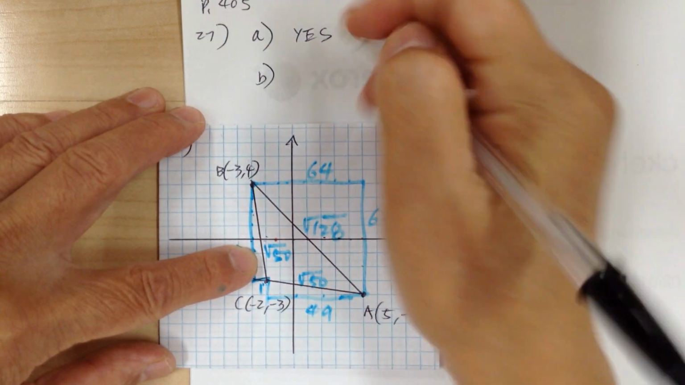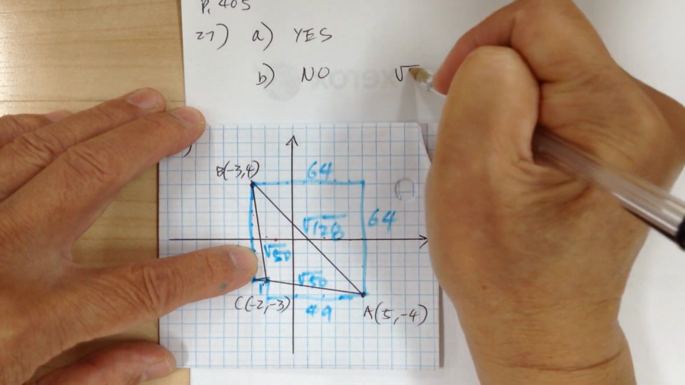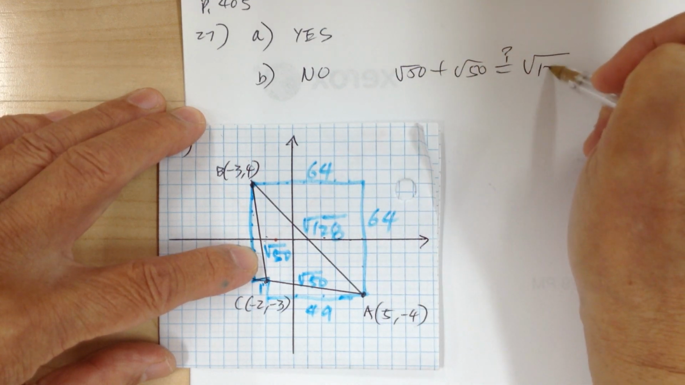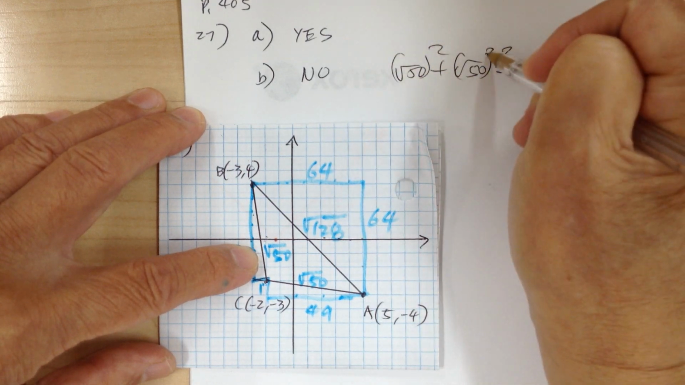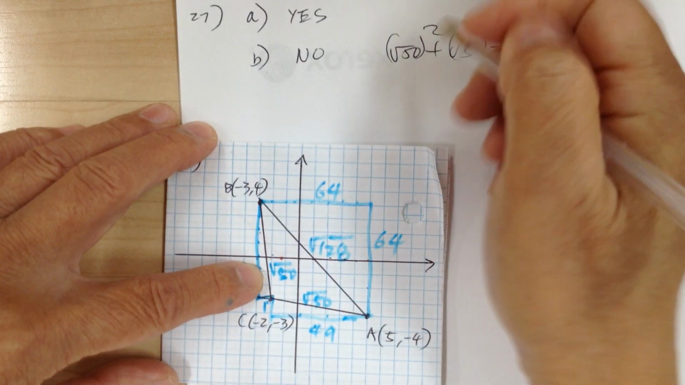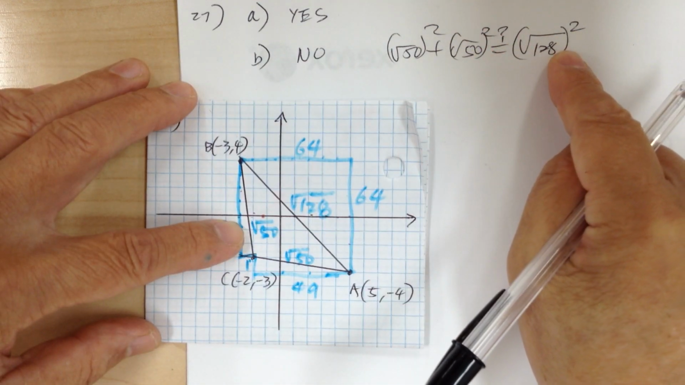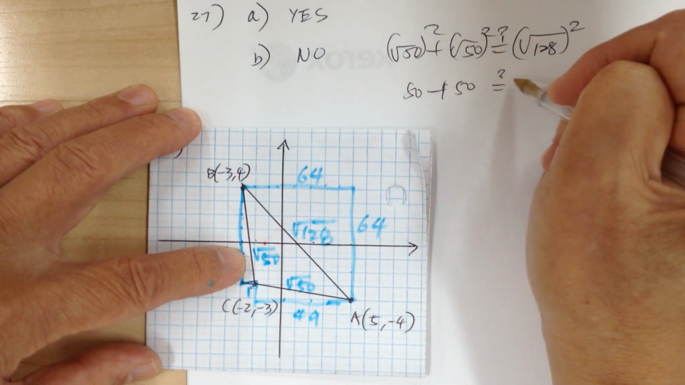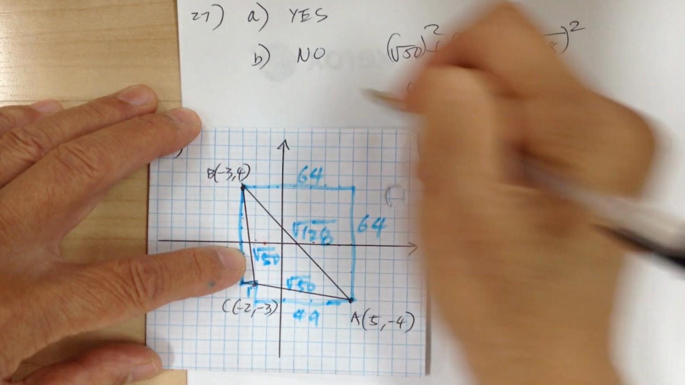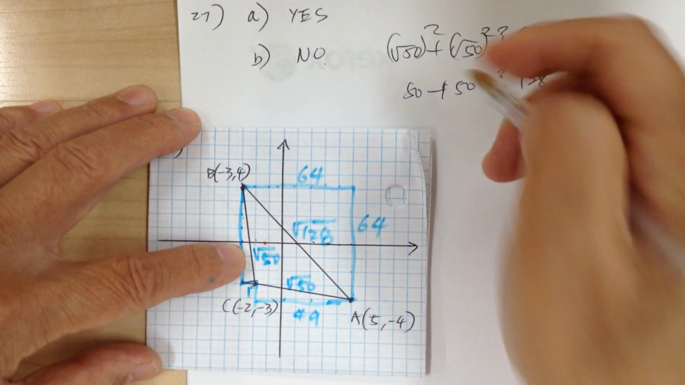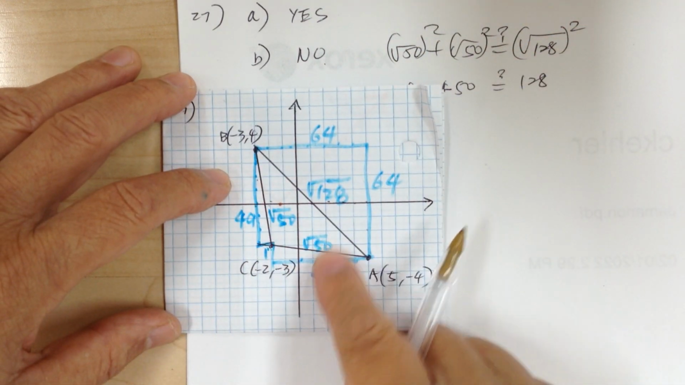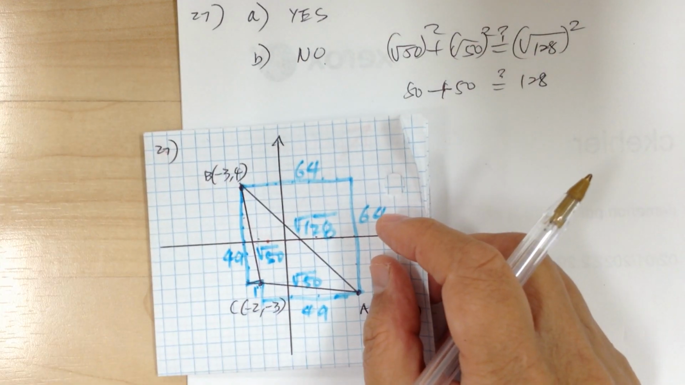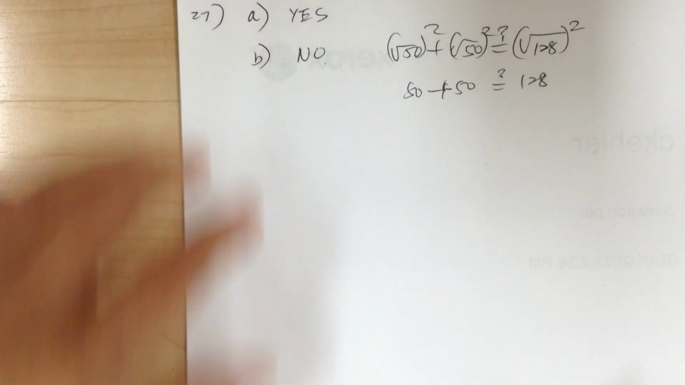Well, you can see that it's not, because we have to square the sides: 50 plus 50 is equal to 128? If the Pythagorean theorem is true, then it's a right triangle. But 50 plus 50 is not equal to 128. The answer is no, it's not a right triangle. So again, if a squared plus b squared equals c squared, then it's a right triangle. If it's not equal, then it's not a right triangle. Okay, so that's it. Now let's go to number 29.